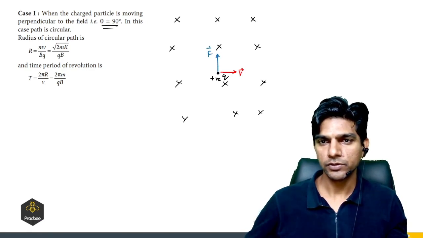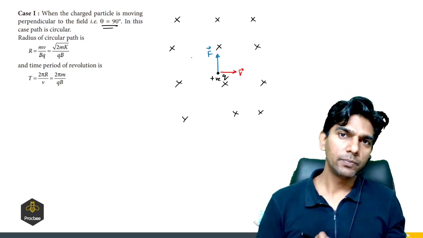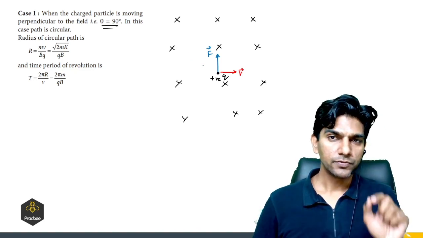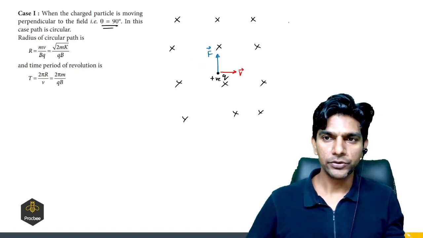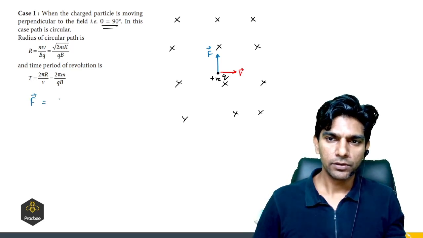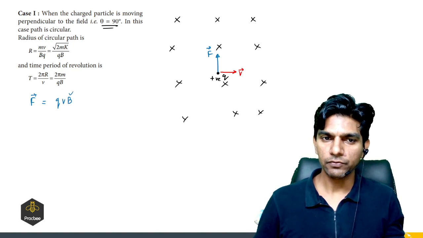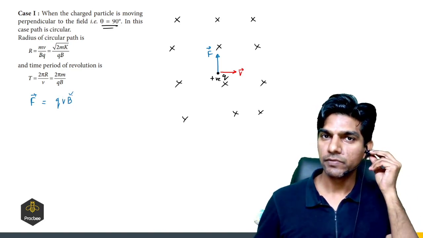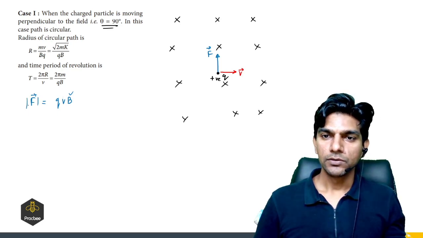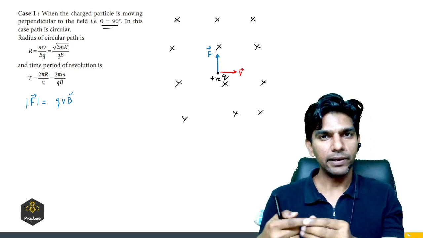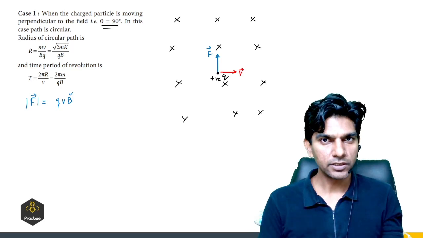So this will be the force, and this force is always perpendicular to velocity. And this force will have a constant magnitude. So F is QVB, which has a constant magnitude if the magnetic field, velocity and Q are constant. So all three are constant, so the force has a constant magnitude. So now we have a force which is perpendicular to velocity and has a constant magnitude.